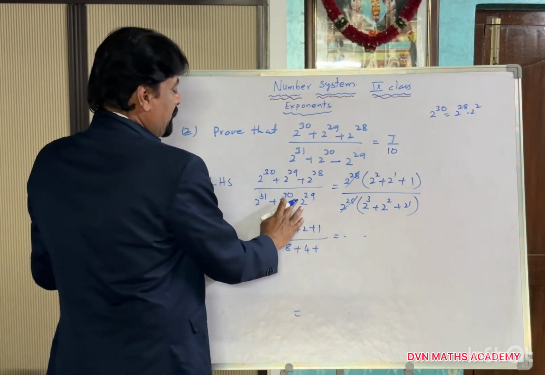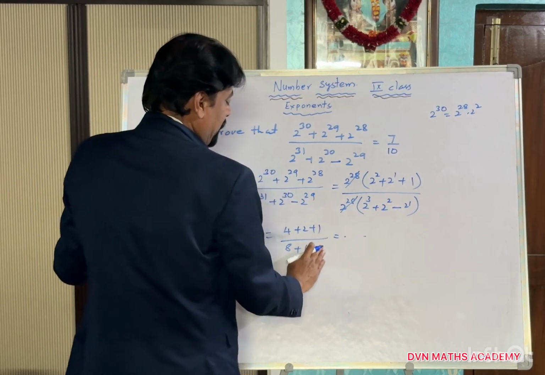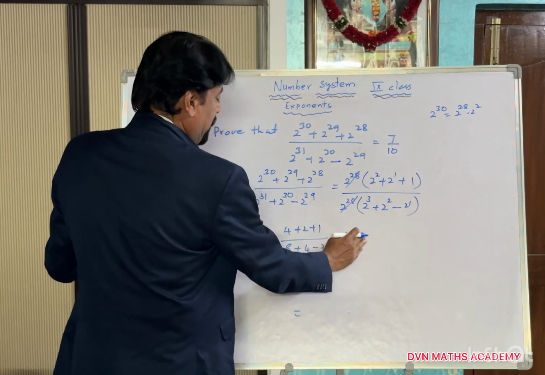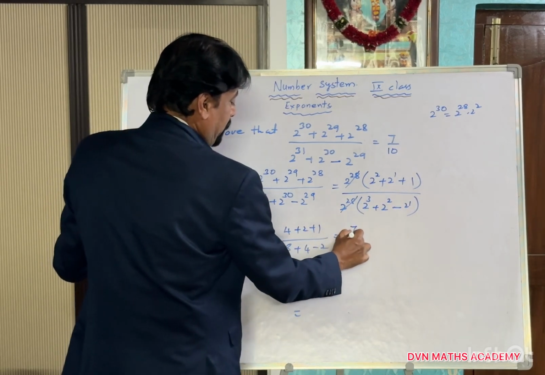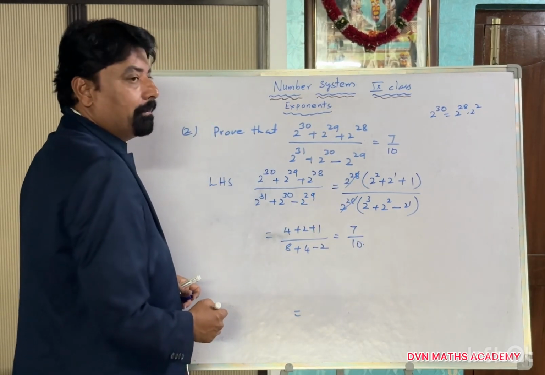For example, if you write here minus and if you write here minus, then it will become 2 to the power of 1 is minus 2. Then it will be 2 plus, this is 7, this is 10. Now you will get 7 by 10.